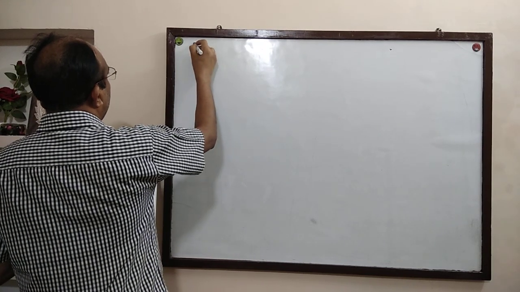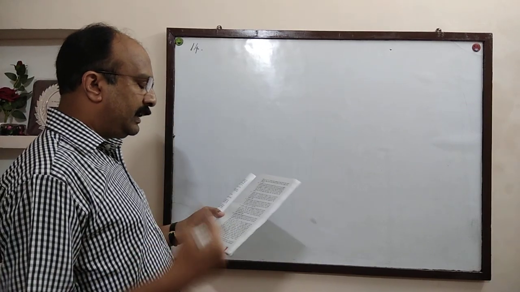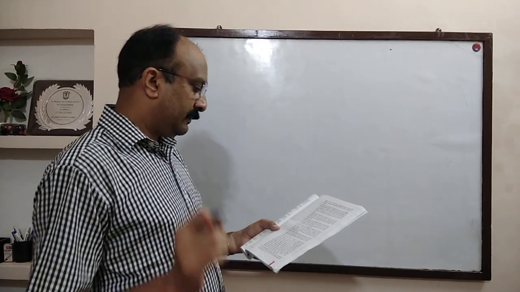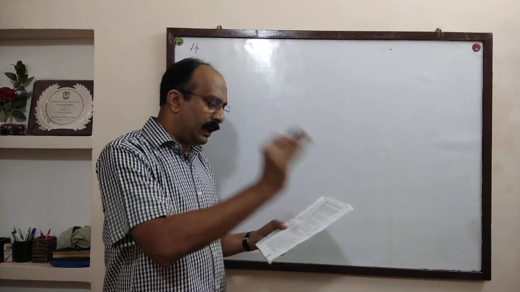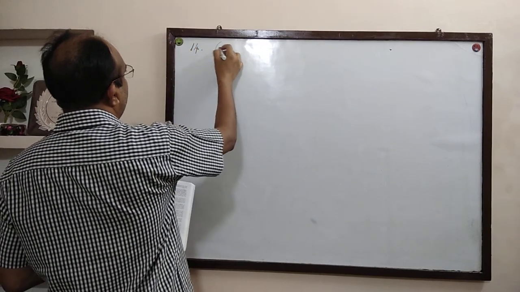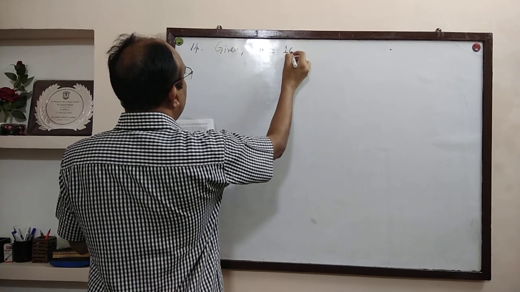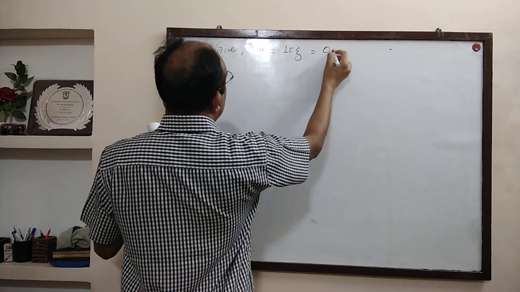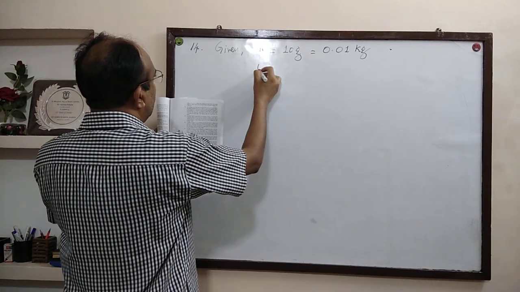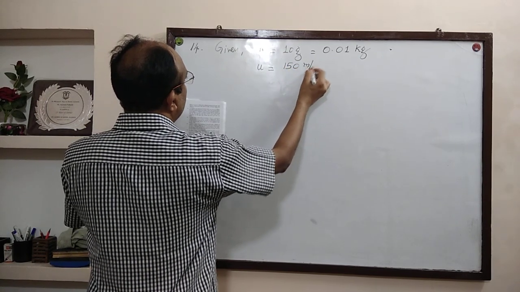So what are given here? A bullet of mass 10 gram traveling horizontally with a velocity of 150 meter per second. What happened? Strikes a stationary wooden block and comes to rest. So given, mass of the body m is equal to 10 gram is equal to 0.01 kg. Okay, it is moving with an initial velocity of 150 meter per second.